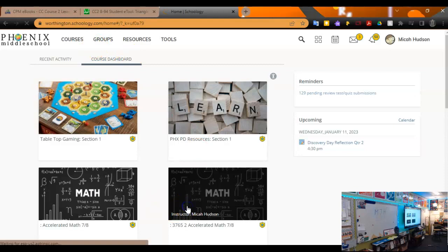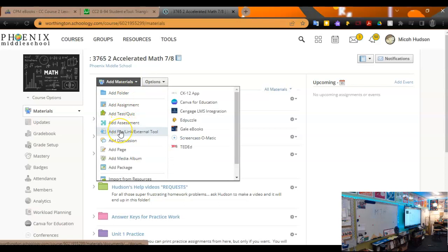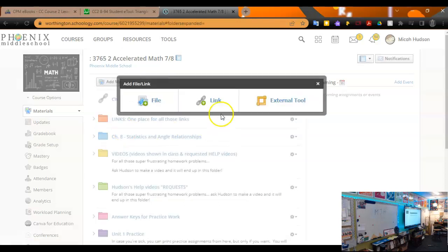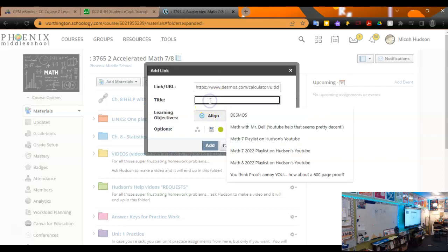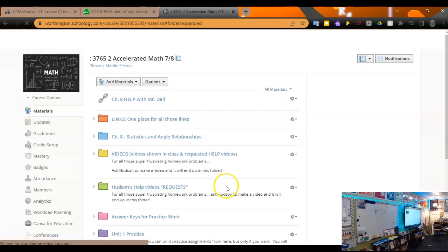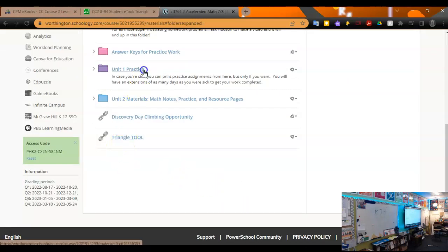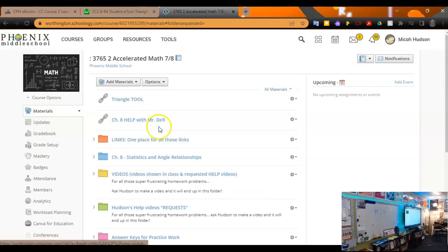Here, I'll even drop the link. I don't know if it'll work since this link needs you to be logged in. Like, you have to log into the ebook to do this. But I'll drop the link here so you guys can find it more easily next time. You know how frustrating this is? Notice that I put up the Chapter 8 help with Mr. Dell because his stuff is awesome.